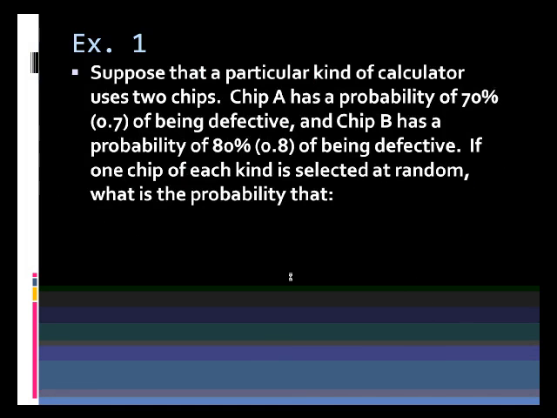All right, here we go. You don't have to write this whole thing down, you just need the probabilities, okay? But I'll go ahead and read it. Suppose a particular kind of calculator uses 2 chips. Chip A has a probability of 70% of being defective, and chip B has a probability of 80% of being defective. So just write down these key pieces of information right here. Chip A has a probability of 70% being defective, and chip B has a probability of 80% being defective.